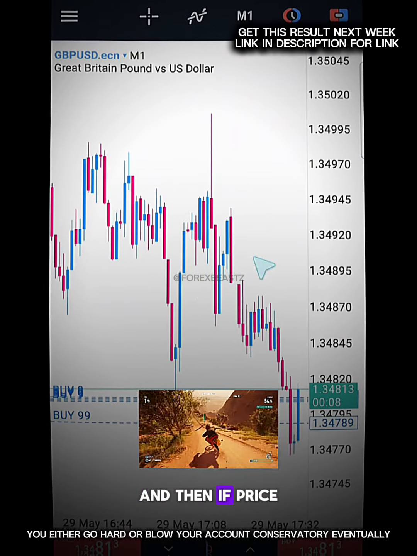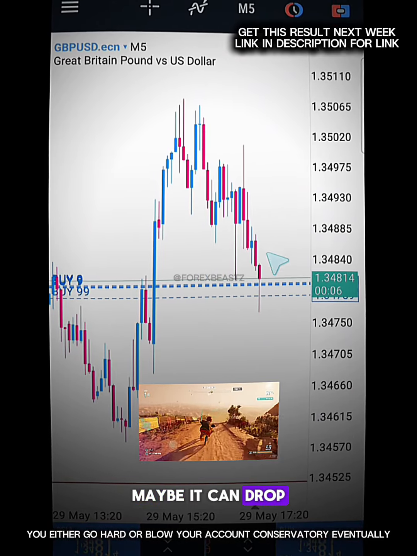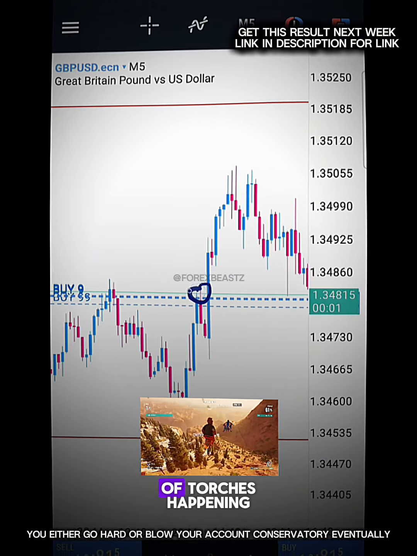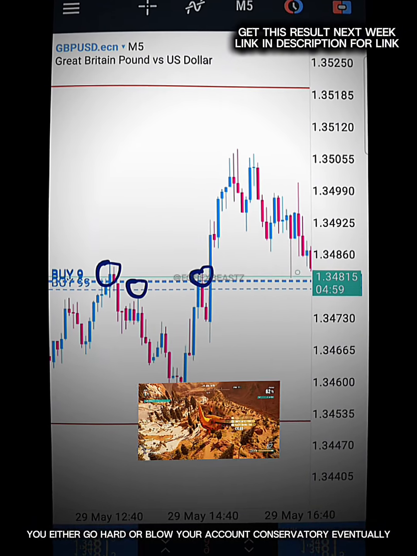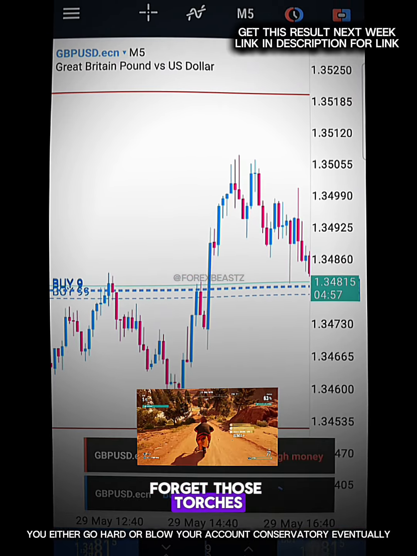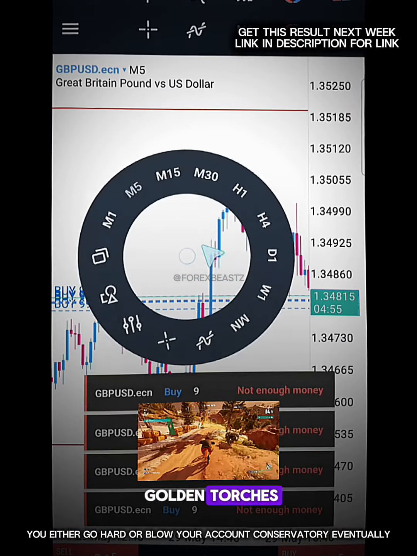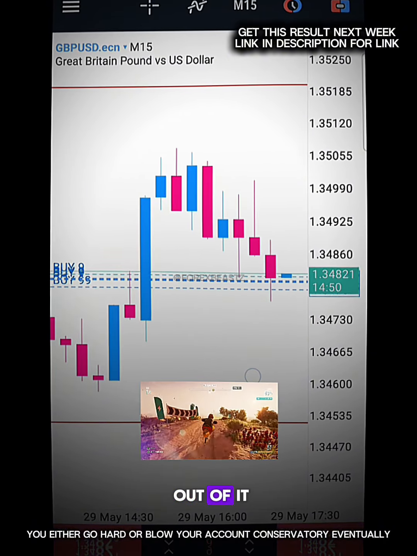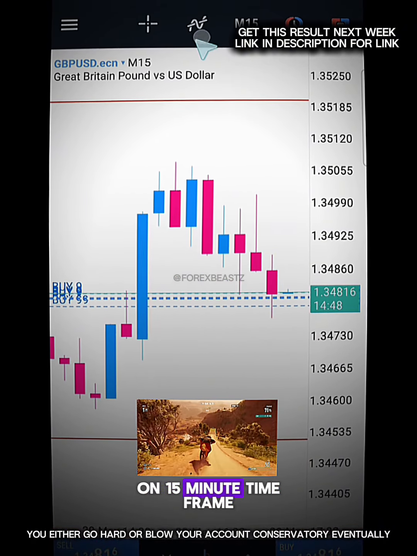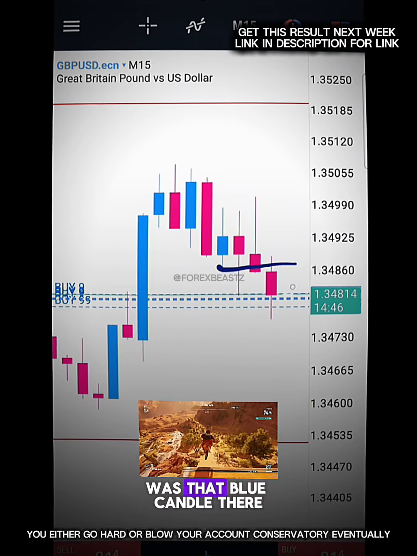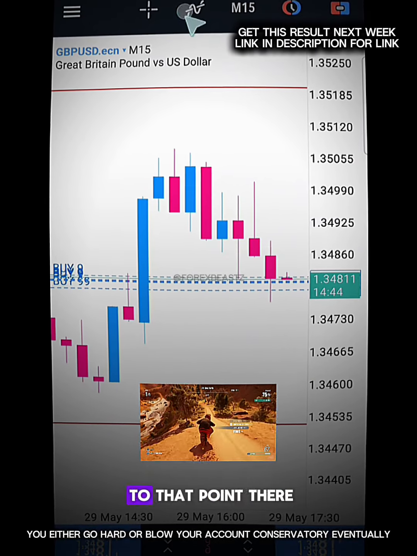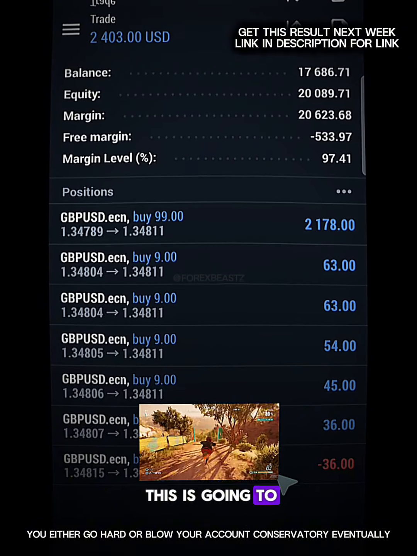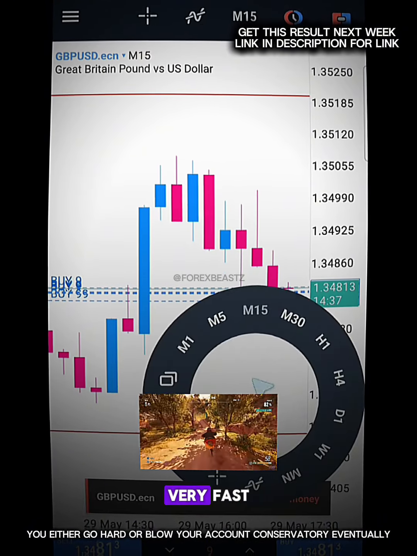And then if price gets to that point there, maybe it can drop. If you look at that point there, you will see that there were a lot of touches happening around it. Those touches are golden touches. I started hitting the life out of it. The only opposition on the 15-minute time frame was that blue candle there. Before price gets to that point there, there's no traffic, so this is going to move up very, very fast.